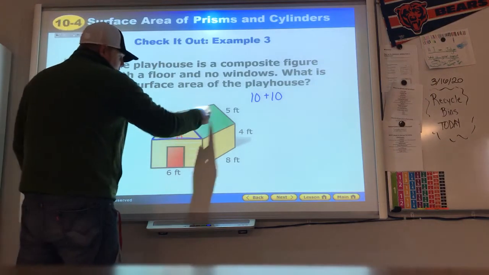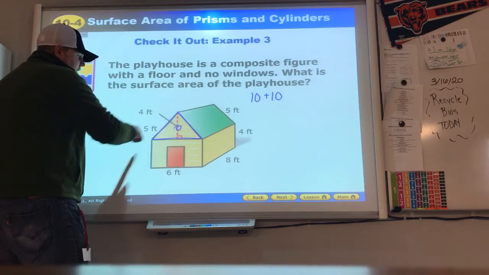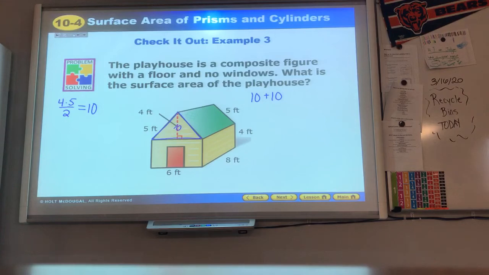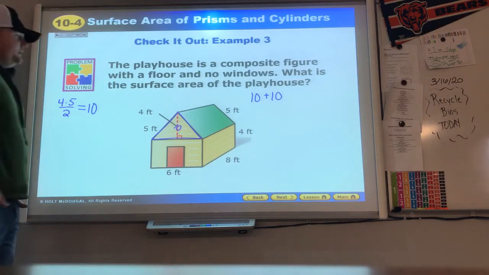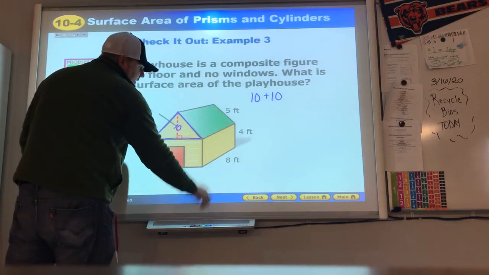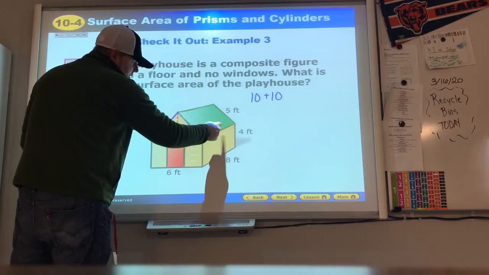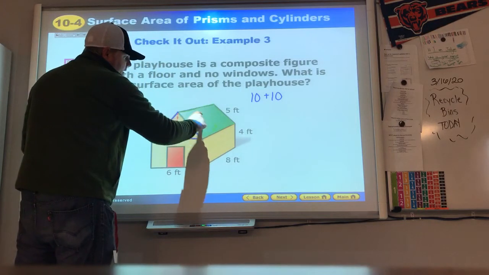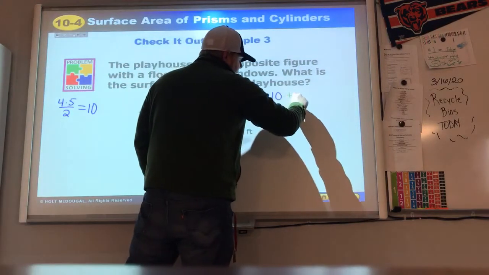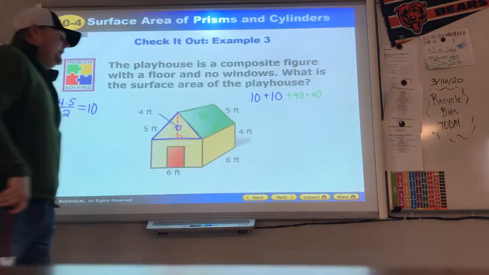Now for this item right here, this is an equilateral triangle, we're going to say. All right, with that, well, actually it's not an equilateral triangle. So we have to, oh, it's 5 feet on the side, yes. So 5 feet by, how do I know what this is? Oh, the 8 here, and it's a rectangle, so this is 8. So 5 times 8 is 40, and there's a 40 on the other side. So we add 40 and 40 for that, okay?